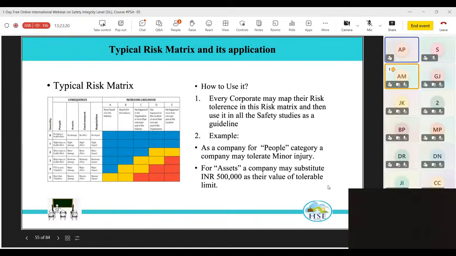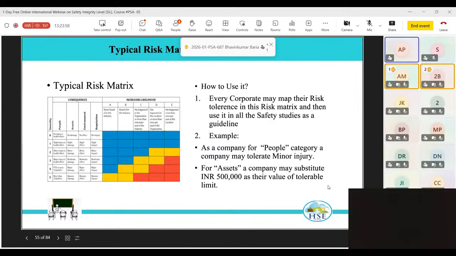The same thing can be done for assets also. The consequence can be asset damage. If there is no damage, that means zero damage to the asset, and this is an acceptable situation. Now, slight damage: maybe every corporate has got a number for this. In India, we term it in rupees. A big organization like Reliance Industries may say that anything up to 100,000 rupees is a slight damage.